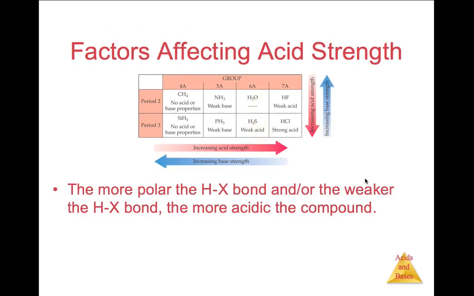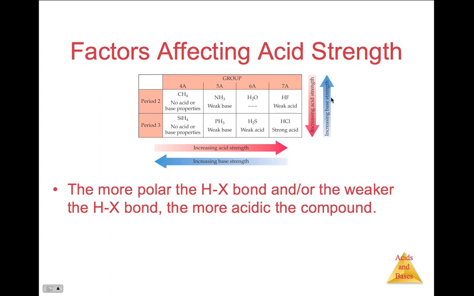So what factors affect an acid's strength? The more polar the bond between hydrogen and its anion, and/or the weaker the hydrogen and its anion bond, the more acidic the compound. So we can see here, left to right on the periodic table, acid strength increases when you have a stronger bond between the hydrogen and the more electronegative chloride.